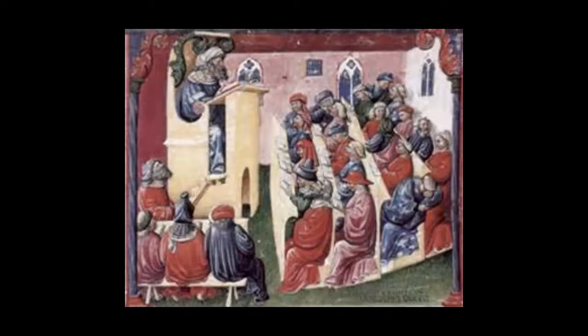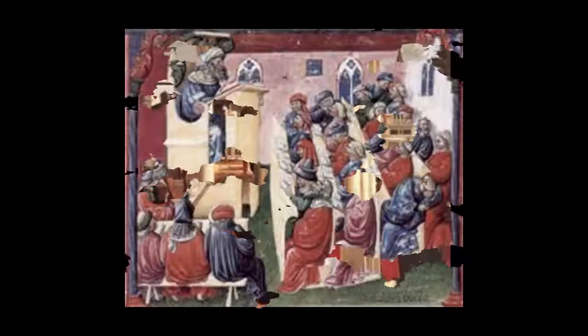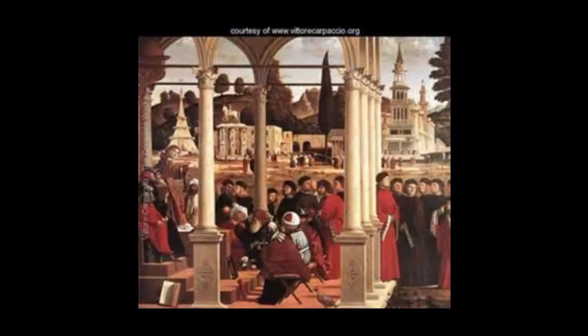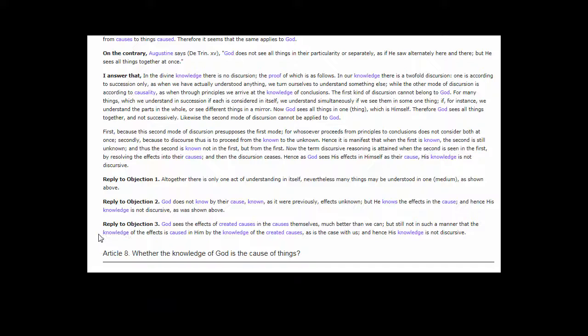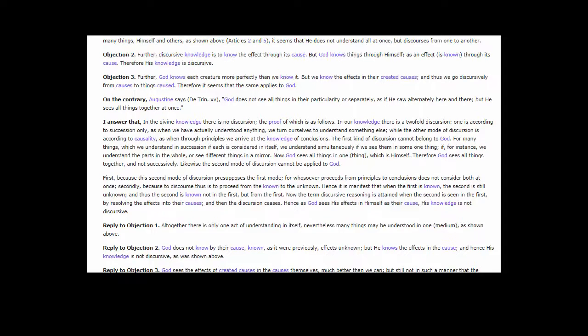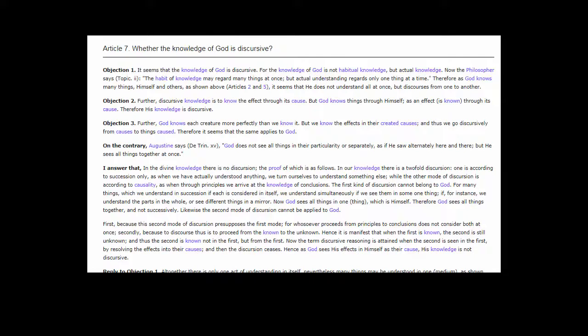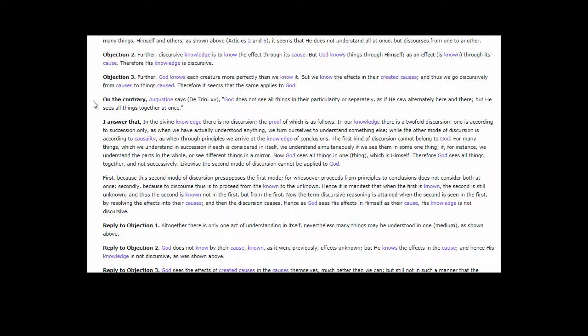There would be an entire hall of invited guests or students from the university, and they would come together to talk about this particular question, or maybe this article, whether the knowledge of God is discursive. And these objections are actually questions. They're saying whether God's knowledge is discursive. It seems that it is discursive, or it seems that it's not discursive, or something of this nature. And so each student would stand up and pose his statement, or his question, or his objection, however you want to state these.